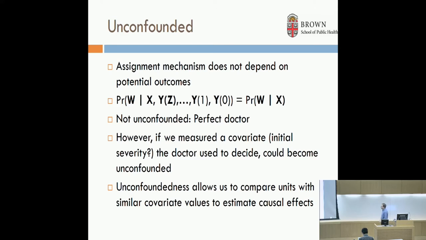Sometimes we can make it so. For example, the perfect doctor that I just described is not unconfounded, but I can make it unconfounded if I can look at the same things that the doctor looked at when he made his decision. So if I look at the same charts or the same person that made his decision, then I could make it unconfounded. Now, why do I want unconfounded? Well, if I have unconfounded, then I can compare units with the same value of x. So similar units, or whatever we call similar units, would have the same covariate value, then I can compare them and get their causal effect. That's the general idea.